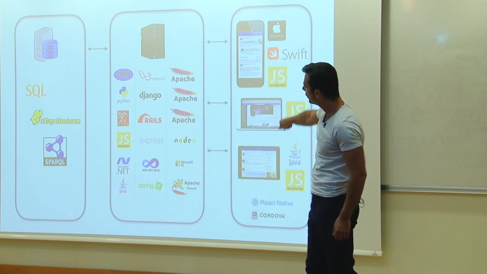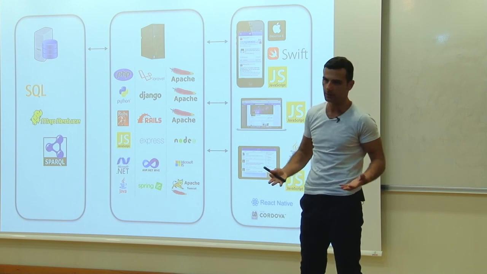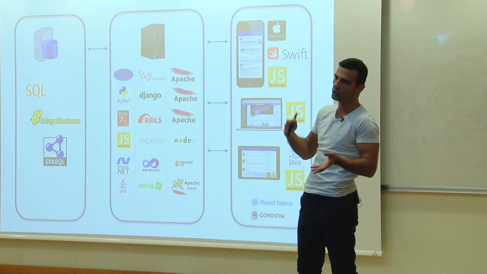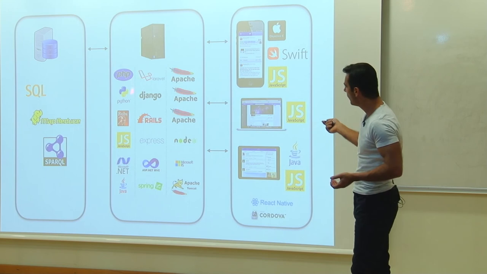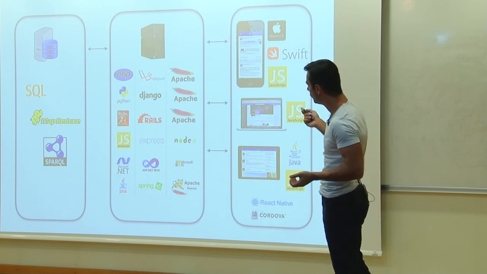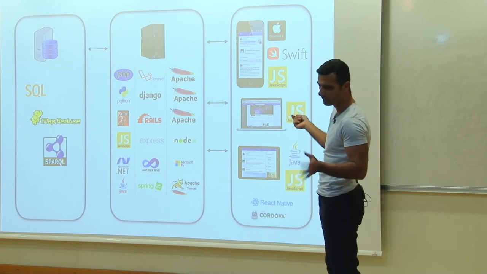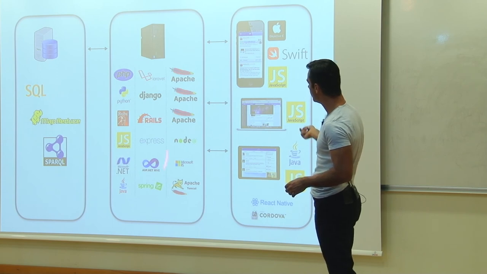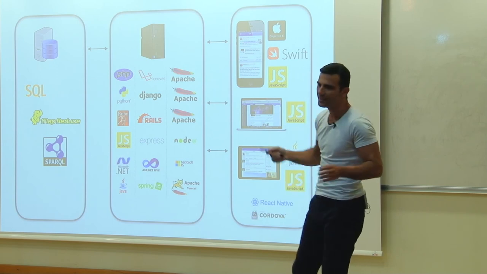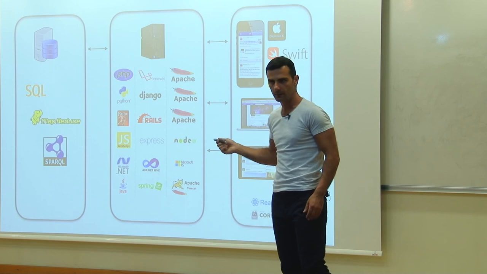These here are the languages that you typically find on the server. Again, these are not absolutes, just generalities. So typically, if you see PHP, Python, Ruby, JavaScript is both, whatever. If you see .NET and Java, typically these guys sit on the server end.